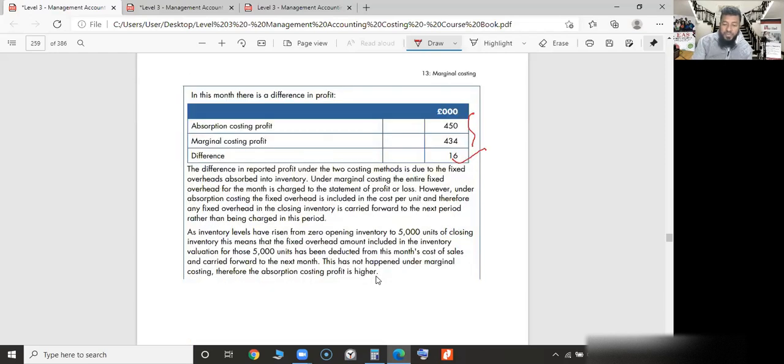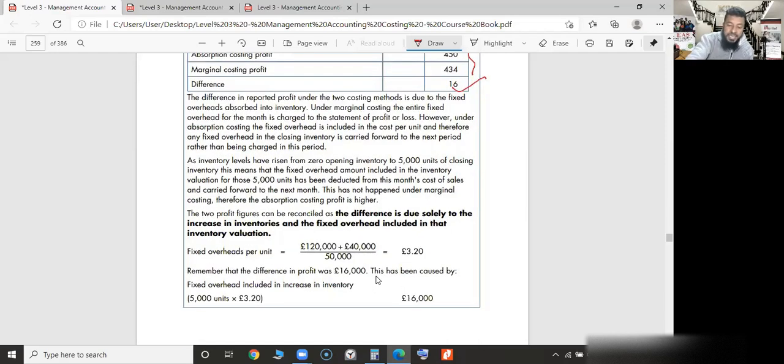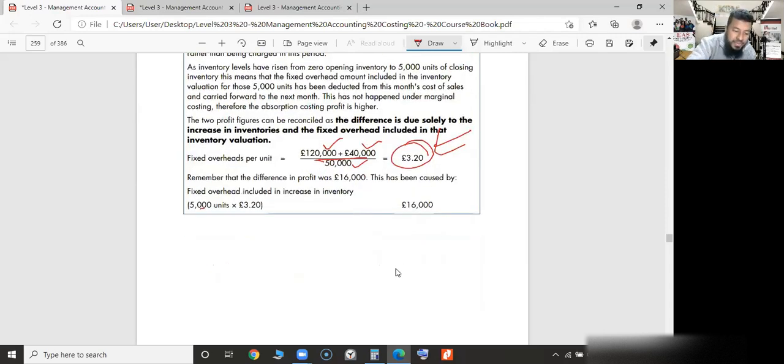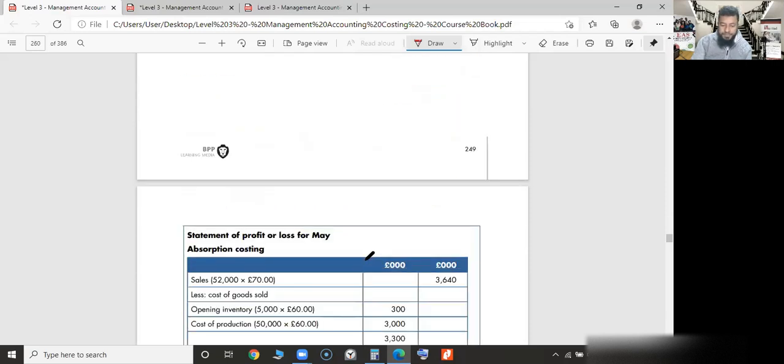16 pounds is the difference in the profit. How did they get it? The fixed cost was 120,000 and 40,000, which you divide by 50,000 units. Fixed cost per unit is 3.2, which was not included under marginal costing when you value the inventory. That's 5,000 closing inventory times the fixed cost per unit, which is 16,000. That's how we do reconciliation. Sometimes we are meant to do reconciliation. I hope it makes sense.